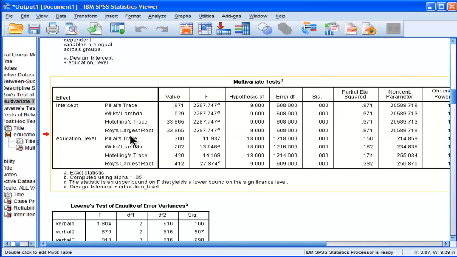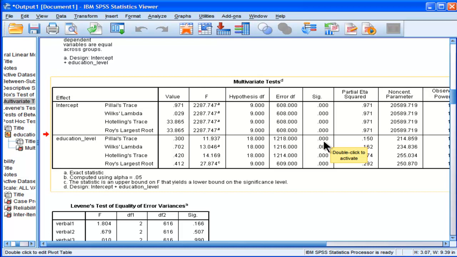The vast majority of people report either Pillai's trace or Wilks' lambda. Pillai's trace is the least sensitive to violations of the assumption of equal covariance matrices. So if you have a hunch that you have violated the assumption and you want to keep yourself protected from rejecting the null hypothesis when it's in fact true, then you should use Pillai's trace. In this case, the Pillai's trace value is 0.30, but the actual F value is 11.94, and it's significant at p less than 0.001.